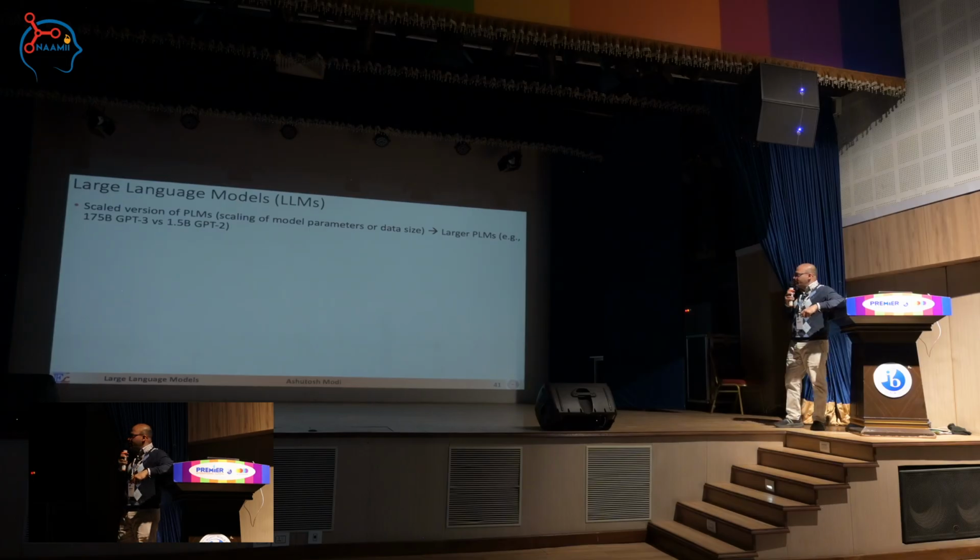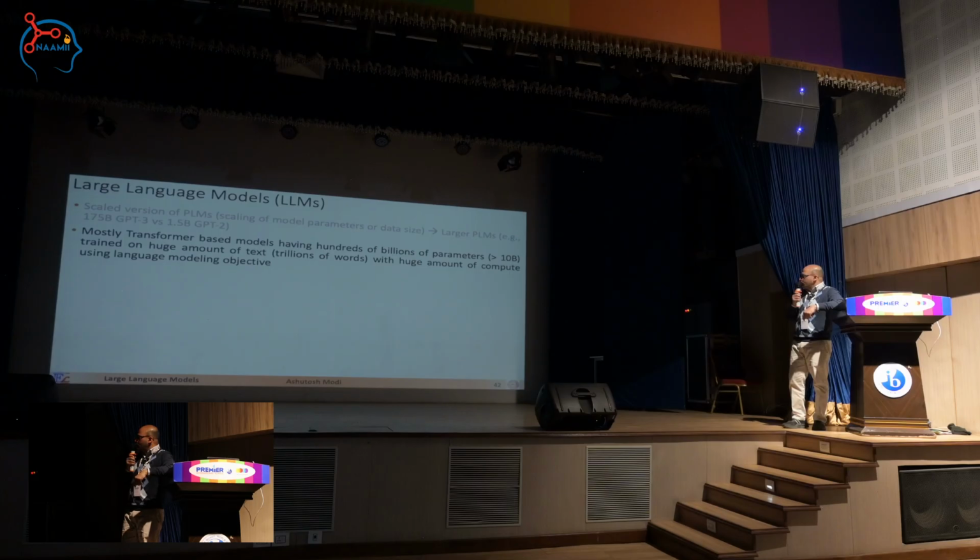Now the scale is completely different, right? The pre-trained language models were of the order of, let's say, 1.5 billion parameters, like GPT-2. Now, GPT-3 was 175 billion parameters. So that's a huge increase in the number of parameters and the size of the model. That's one thing, and also the amount of data used to train these models is huge. Trillions of tokens are used to train these models, right? So that's where the large language models come into the picture.